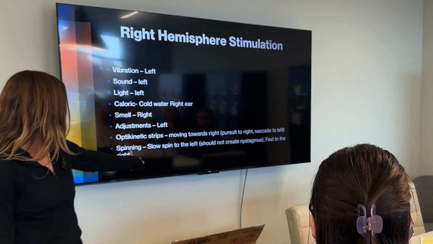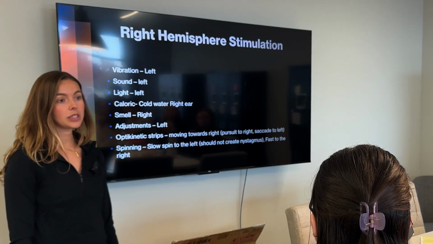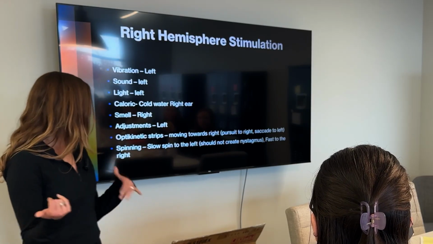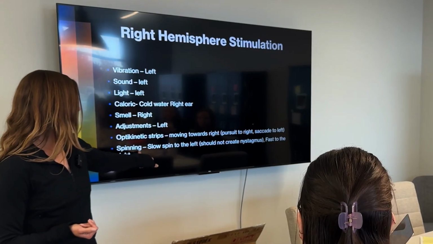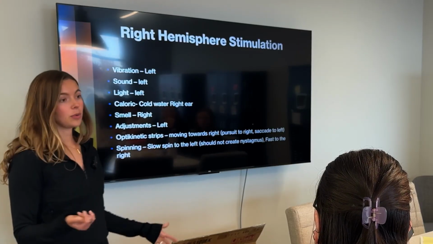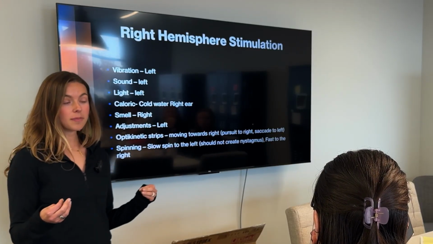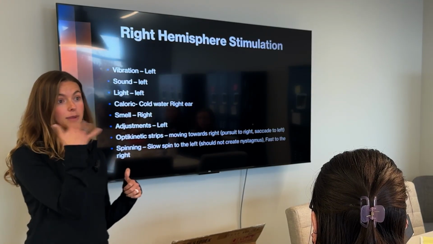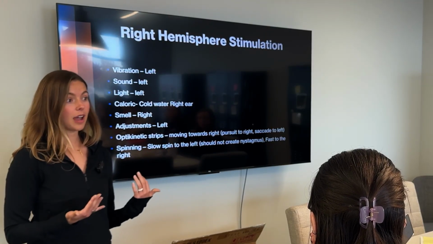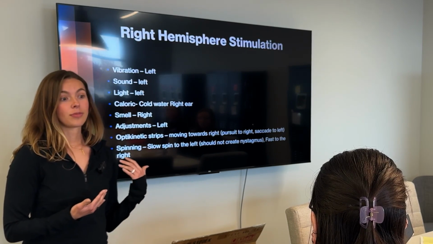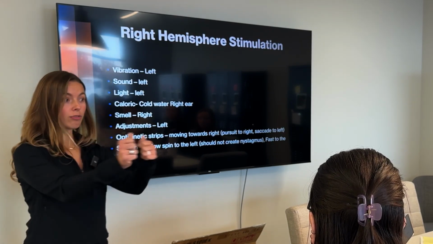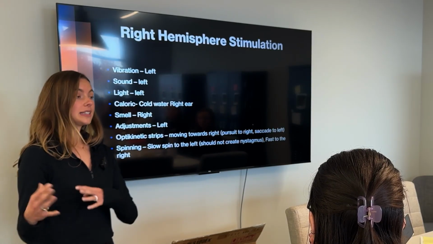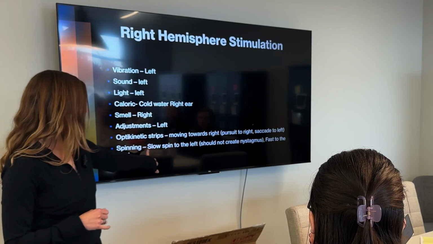And then lastly, spinning is another tool that we utilize in the office that is a hemisphere specific tool. We slowly spin them to the left, and when we say slowly, this is extremely slow. They should not have any nystagmus in their eyes when we're spinning them to the left, meaning it takes 3 seconds to do a full rotation on the swing. So they should not have nystagmus to activate this spinning on the left.